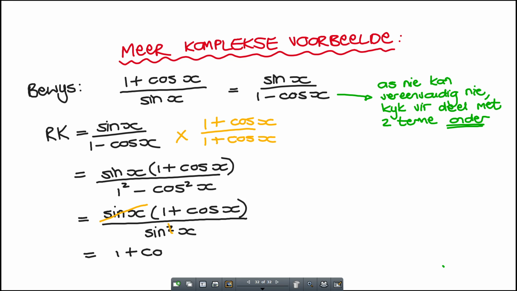1 plus cos x over sin x. En dan lyk hy soos die linkerkant.